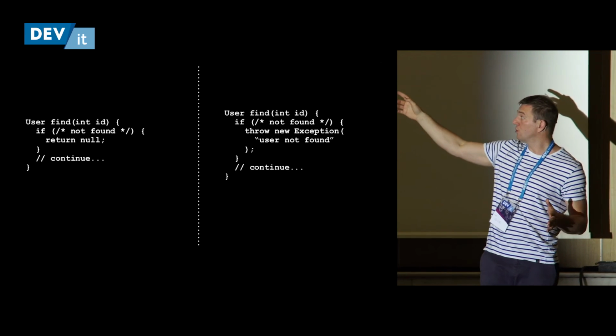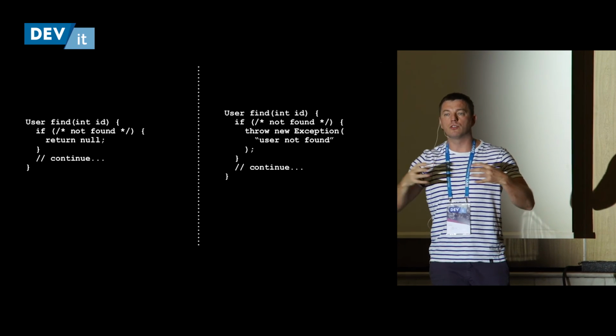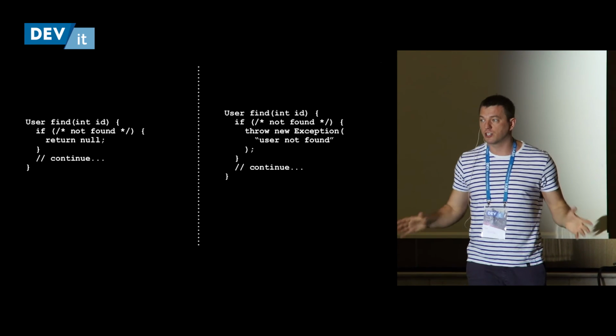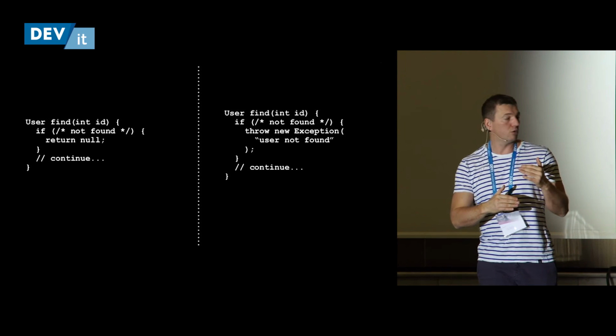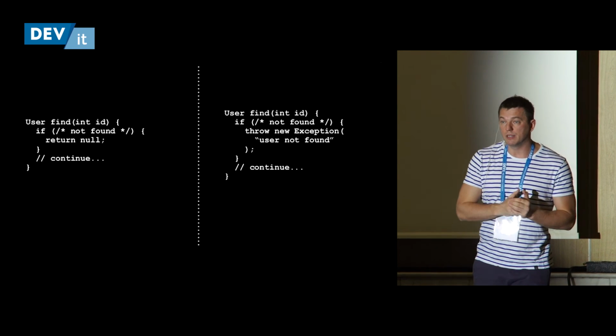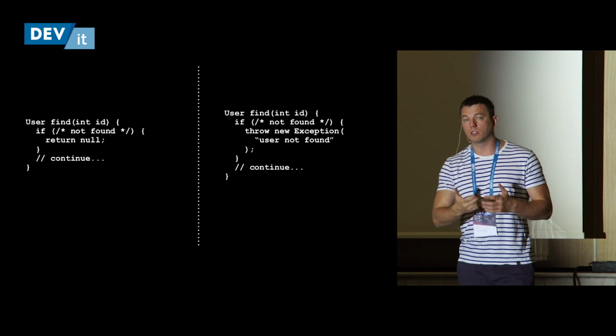So in this case, if you want to find the user, then I will introduce another method which will be called, for example, does user exist. And then there are going to be two methods. The first one is find, which crashes if you give me the wrong number. And the second one is does user exist, which will give you true or false if the user exists or not.